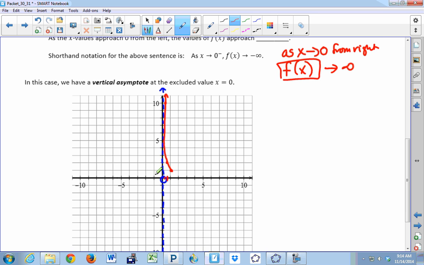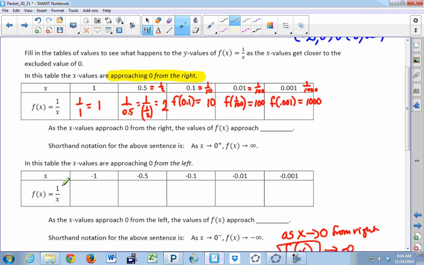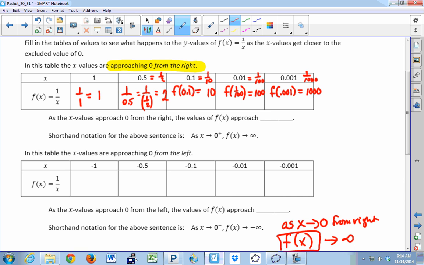What about from the other side? Now, does that make sense to you that all of these have to be positive values? Because 1 divided by x, your numerator is positive, and all your x's are positive if you're on the right side, right? Now, let's go from the other side. But let's fill this in. As the x values approach 0 from the right, the values of my function approach positive infinity.